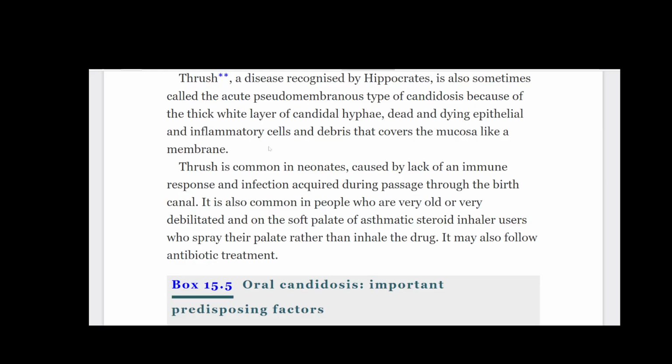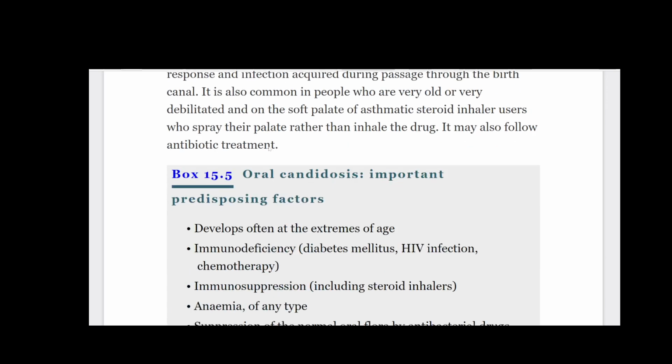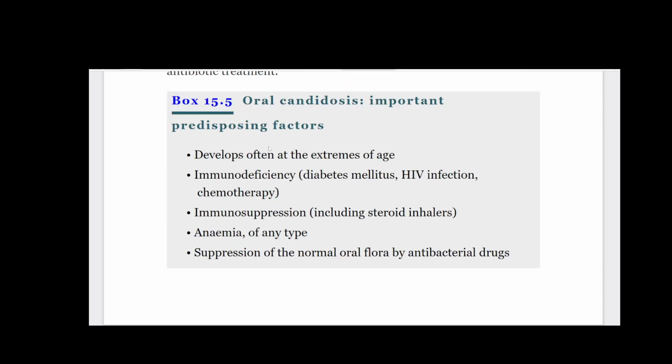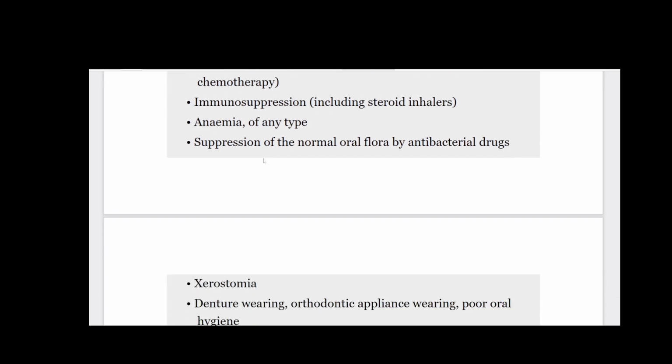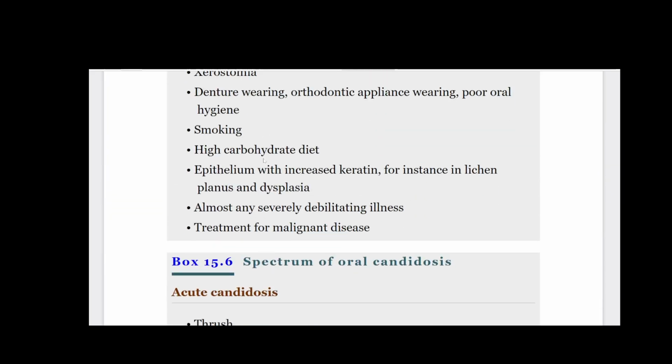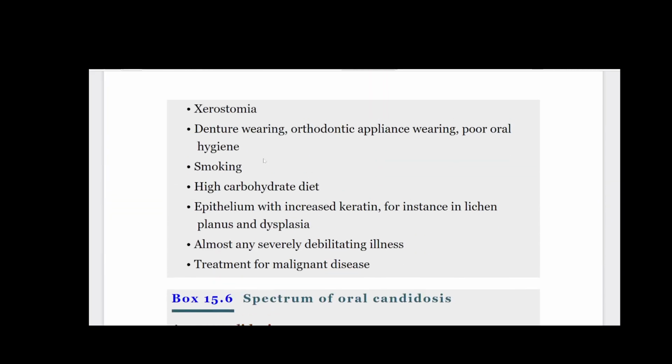Box 15.5. Candidiasis: important predisposing factors. It develops often at the extremes of age, immunodeficiency, diabetes mellitus, HIV infection, chemotherapy, immunosuppression including steroid inhalers, anemia of any type, suppression of the normal oral flora by antibacterial drugs, xerostomia, denture wearing, orthodontic appliance wearing, poor oral hygiene, smoking, high carbohydrate diet, epithelium with increased keratin, for instance in lichen planus and dysplasia, almost any severely debilitating illness, and treatment for malignant disease.